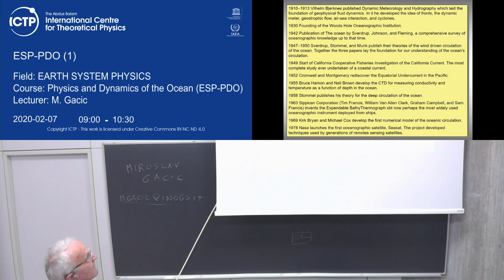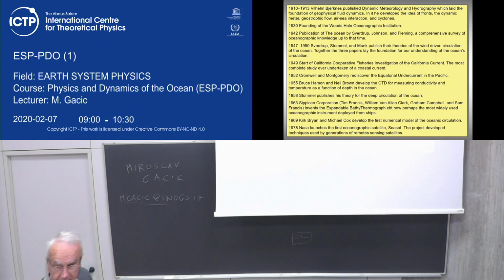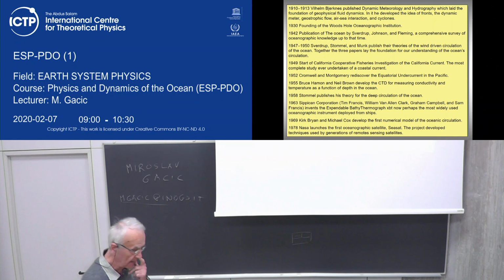Here is one more important thing, the beginning of remote sensing. NASA launched the first oceanographic satellite, SEASAT, and this is the first of the remote sensing satellite family in oceanography.